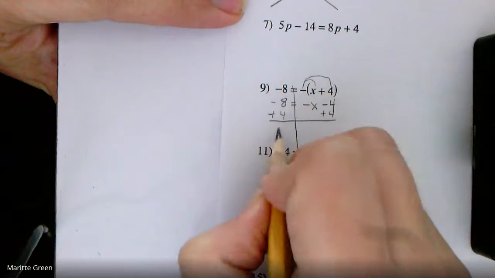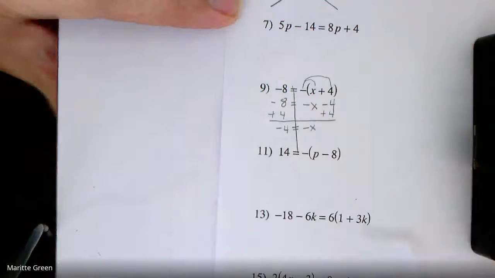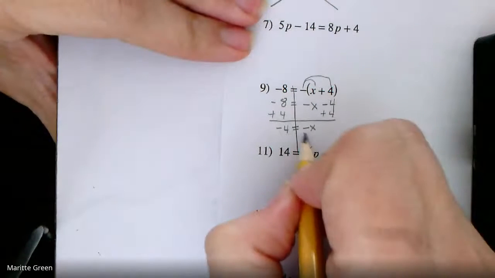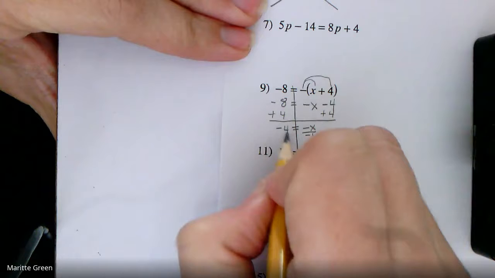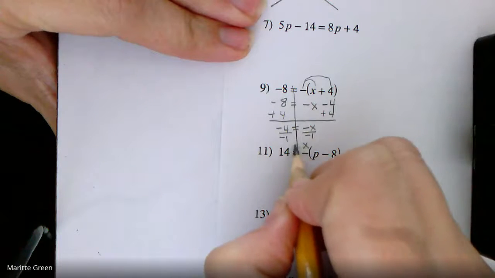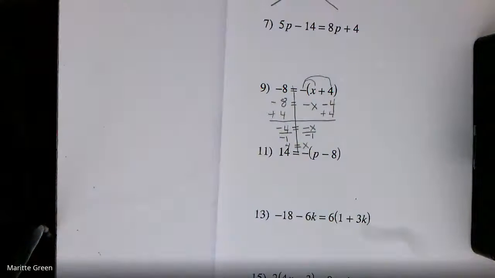So I get -4 equals -x. You're tempted to stop there because you got x by itself, but we have a negative x. We don't want to know what negative x equals. So we have to divide by -1 on both sides. And now we know that x equals +4 because a negative divided by a negative is a positive.